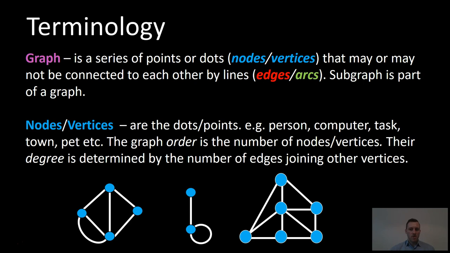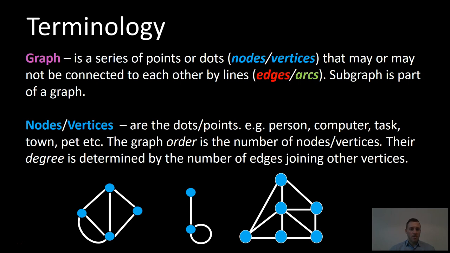The points on the network are known as nodes or vertices, colored blue on the graphs here. The number of vertices a graph has is the order of the graph. The degree of a vertex is determined by how many edges join it to other vertices. The connections or relationships between the nodes or vertices are colored white here.